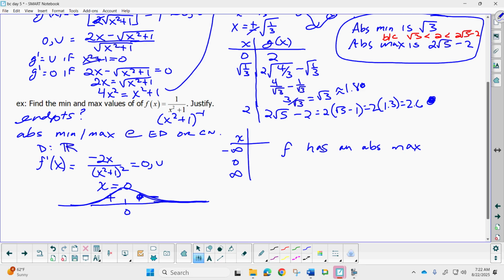It says find the min and max values of the values. So I want the value. I need not at x equals 0, but what is it? The greatest possible value of the function has an absolute max value of 1. Now, if you want to parenthetically say at x equals 0, cool. I don't have to. Now I'm going to justify why here. And that's because x equals 0 is the only critical number. That kind of covers your tush so that nobody can say, well, maybe it turns up later.